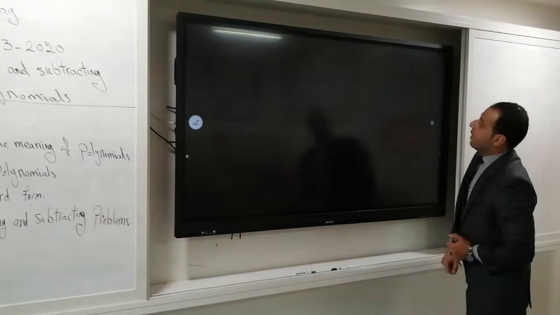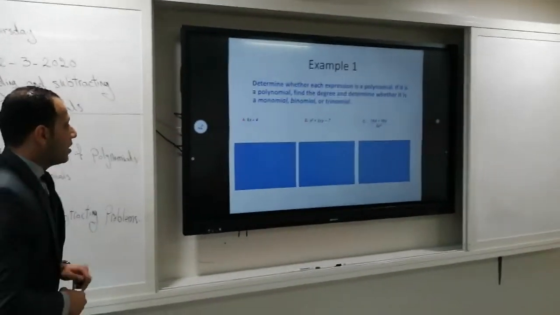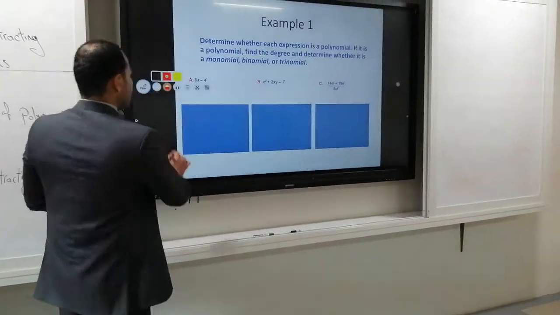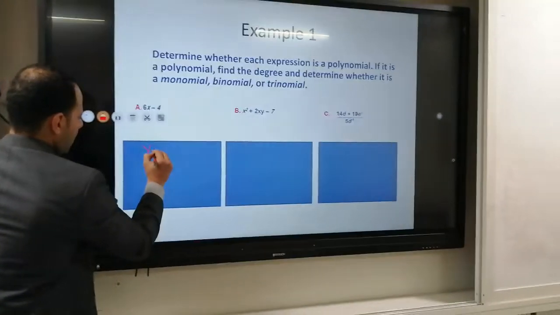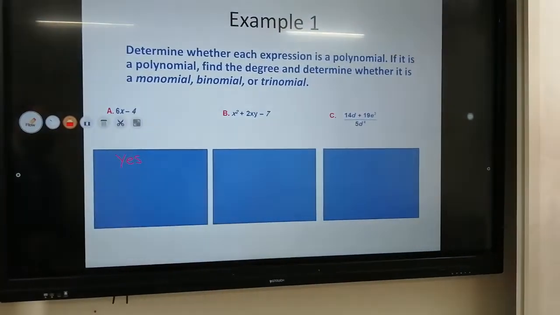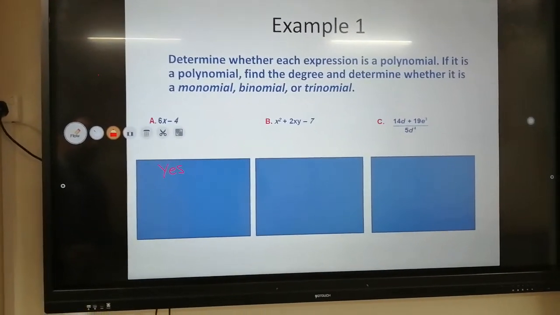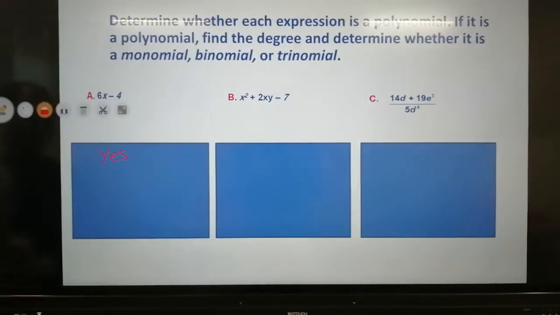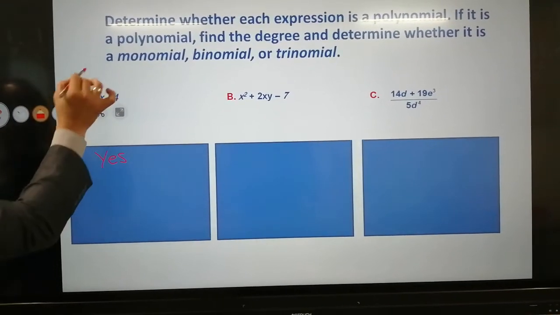Okay, number 4, and here. Example 1. Again. 6x minus 4. Start with me. 6x minus 4 is a polynomial? Yes, it's a polynomial. What is the degree? We have here 6x minus 4. What about the degree of the first one? Excellent, it's 1.